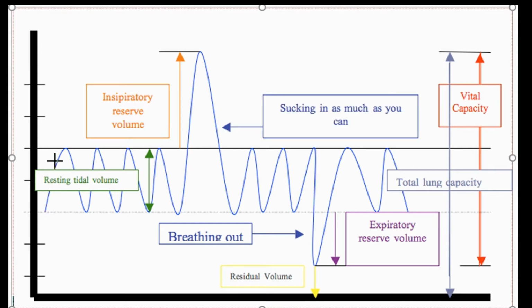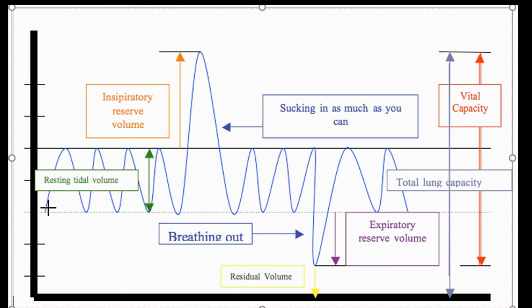This person is clearly at rest, breathing in and out, in and out. Over here, they clearly take a much deeper breath in because there's suddenly a spike in the curve before going straight back to normal and breathing in and out and in and out.